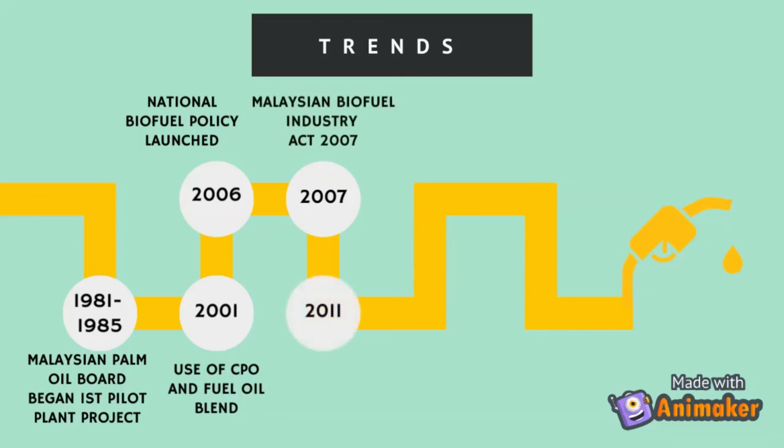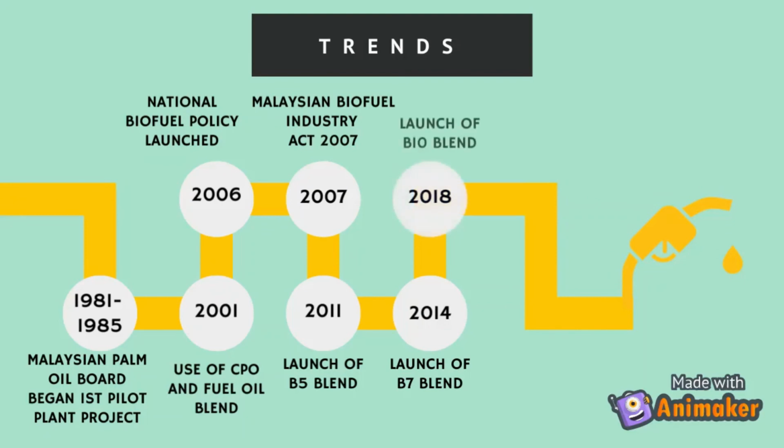In 2011, launch of the B5 blend, which is 5% palm oil and 95% petroleum diesel. In 2014, launch of the B7 blend, 7% palm oil. In 2018, launch of the B10 blend, 10% palm oil. In 2020, scheduled launch of the B20 blend, which is 20% palm oil.